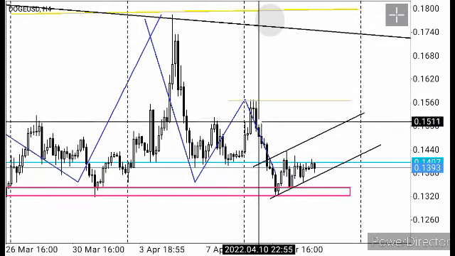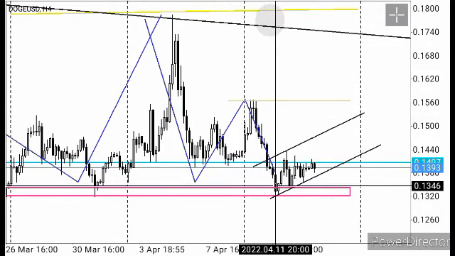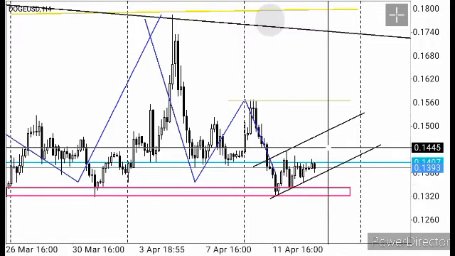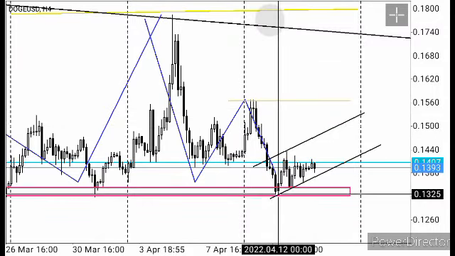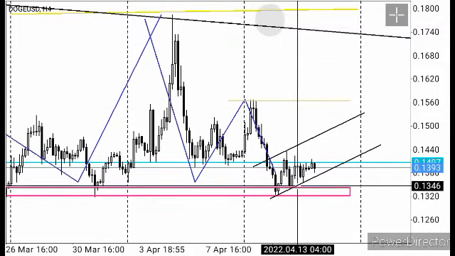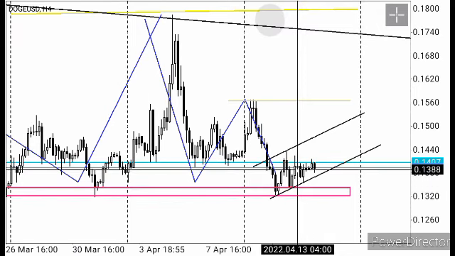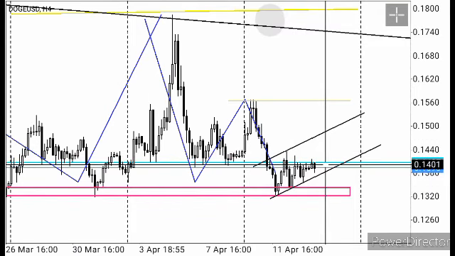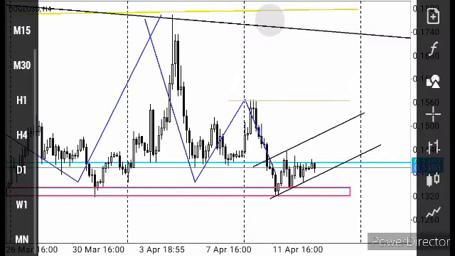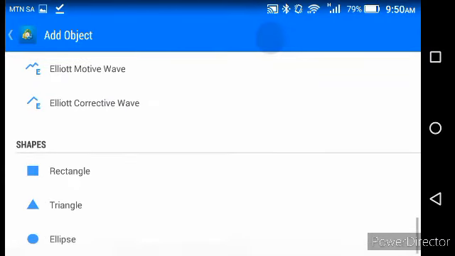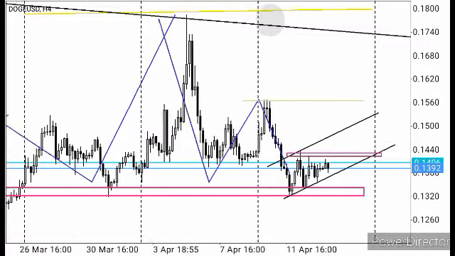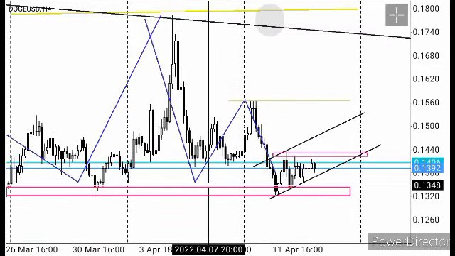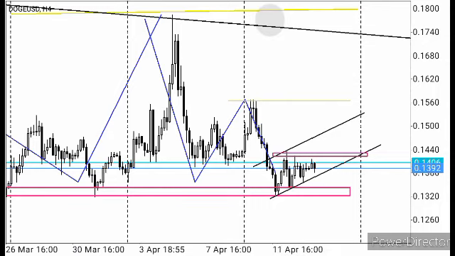You can also see that price seems to be at this point forming a W formation, right? This would be the first leg of the W. Price then went up, came back to the zone. It now seems to be ranging. Let me just add the neckline of the W formation. Right. So that's the neckline of the W formation.